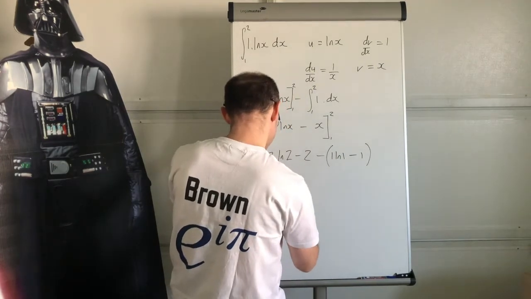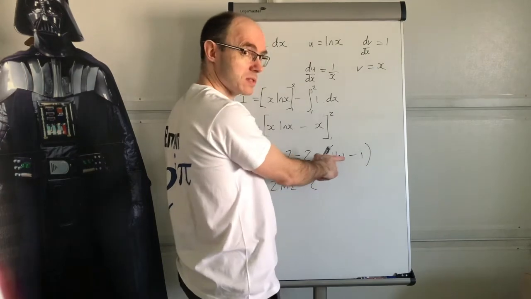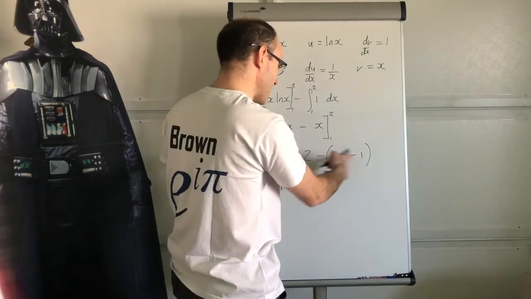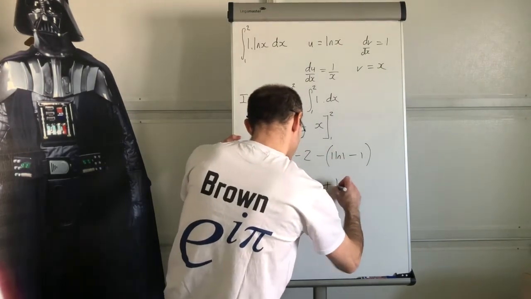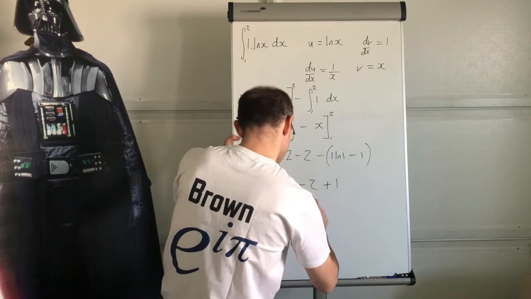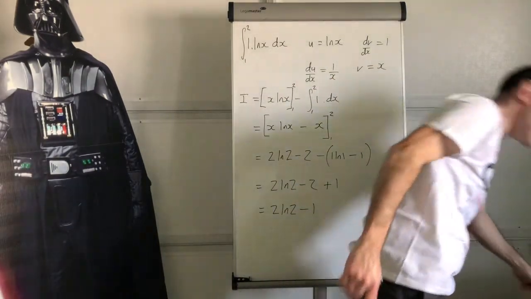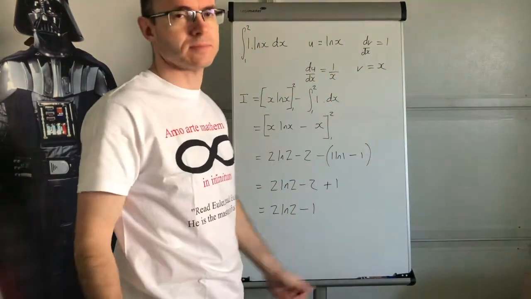Let's expand brackets. 2 natural log 2, subtract 2. Natural log 1, of course, is 0. And subtract negative 1, the same as plus 1. And so we end up with 2 natural log 2, subtract 1. And that is it. I'm just checking it's our final example. Yes, it is. Okay, that's it.